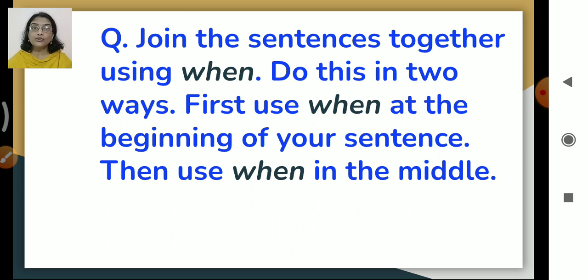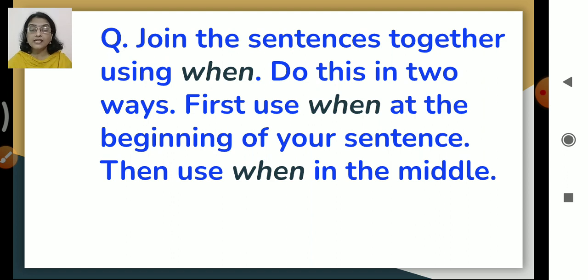Now we will do the next exercise which is given in your book. Join the sentences together using when. Now we have to make use of the word when. Do this in 2 ways. First, use when at the beginning of your sentence. Then use when in the middle. Okay, in the middle of the sentence.